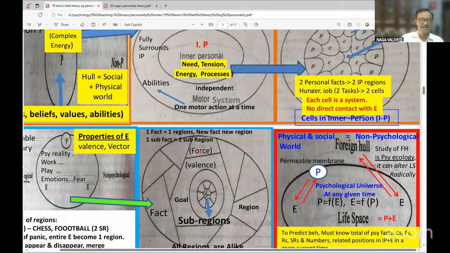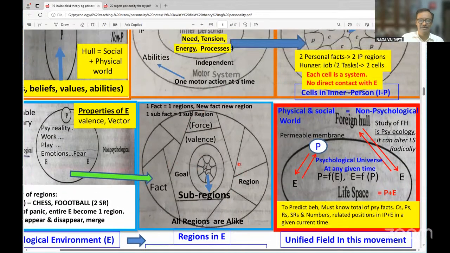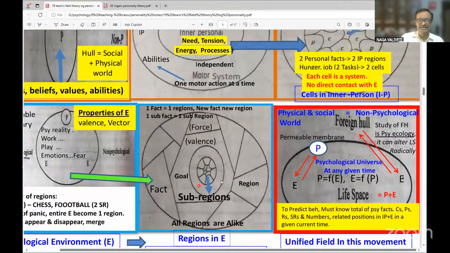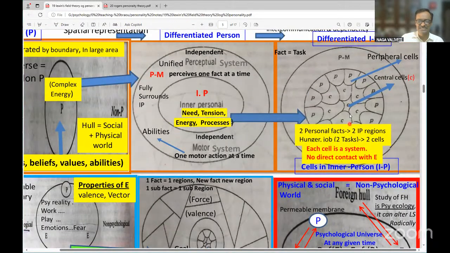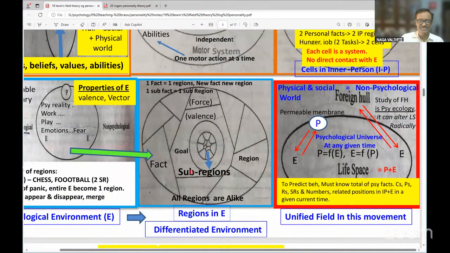That is nothing but the vector. Valency, repulsion, and attraction towards that goal is here. This interplay will drive us. Right? All regions are alike. Unlike C and P, there is a difference in these two. So you must know not only what the central cell is, what the peripheral cells are, what the regions, subregions, vector forces and valencies are.